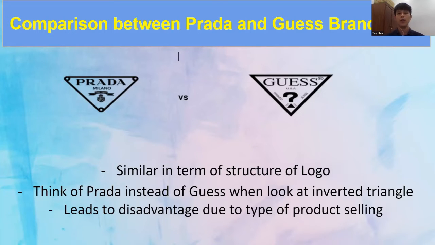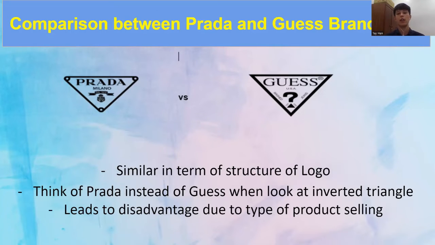Next, I'll be talking about the comparison between the Prada and Guess brand logo. As you can see from the picture below, that's how the Prada brand logo and Guess brand logo look like. These two are similar in the same part, as in they have the inverted triangle in their brand logo and the brand name in the middle of that inverted triangle. It's quite similar in terms of structure of the logo.